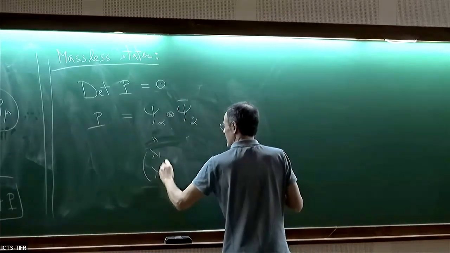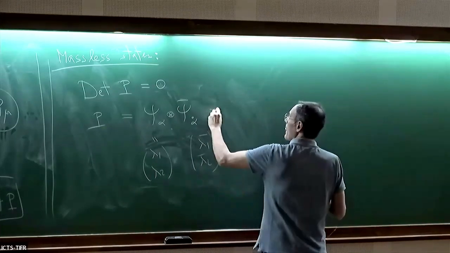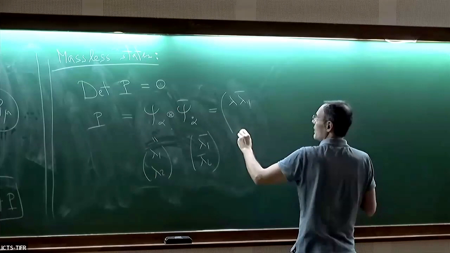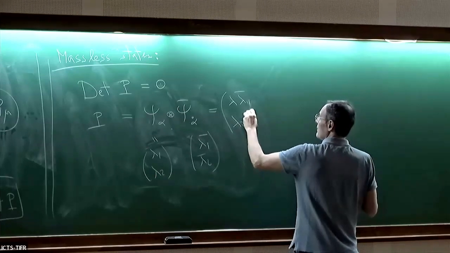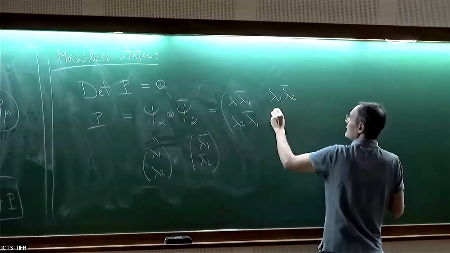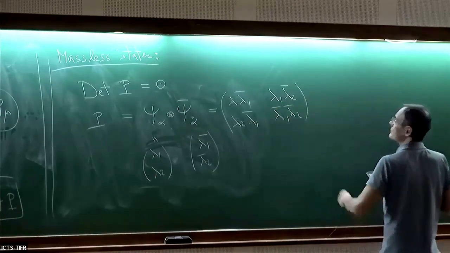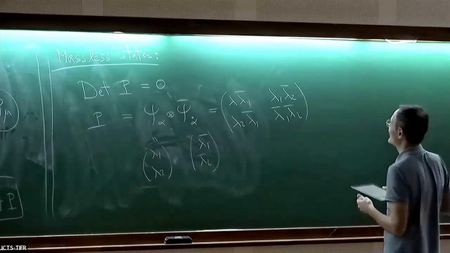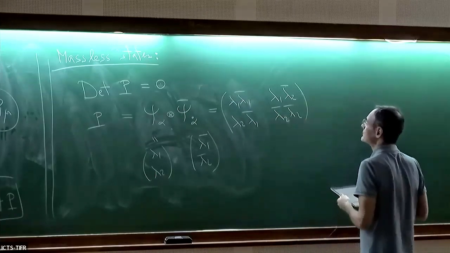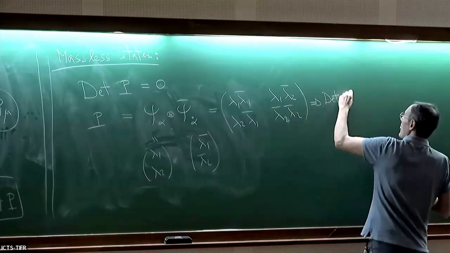So you write lambda 1, lambda 2, and you write lambda 1 bar, lambda 2 bar. This would be lambda 1 lambda 1 bar, lambda 2 lambda 1 bar, lambda 1 lambda 2 bar, lambda 2 lambda 2 bar. Sorry, I went too fast. Yes, here there is a 1 and there is a 2. And this guarantees that the determinant of P is 0.